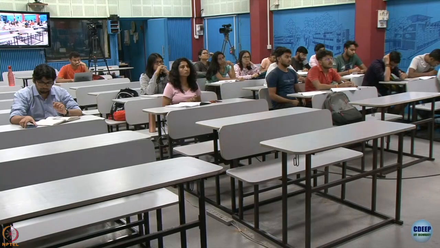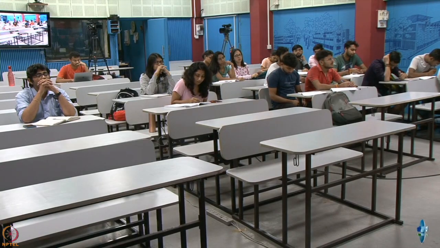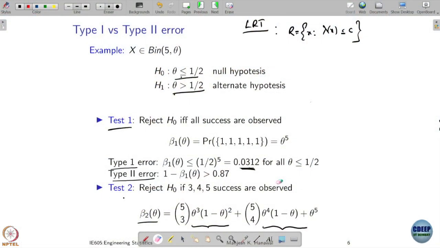We have to decide a test here. One test, you can always go with the LRT test, or let's discuss two other possible tests. Since we are discussing whether theta is less than half or more than half, one natural test we can think of is: when we see more ones, or in fact all ones, maybe theta is greater than half. Otherwise it is less than half.